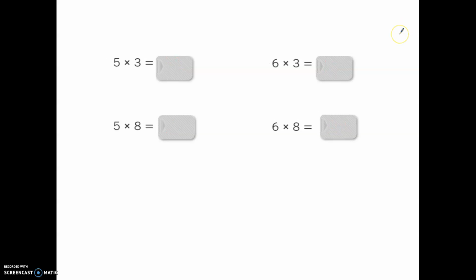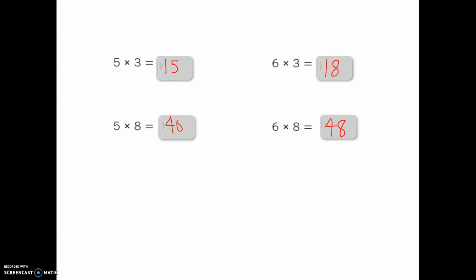And now these problems: 5 times 3, 5 times 8, 6 times 3, 6 times 8. You can pause the video and then come back when you have them finished. Okay, 5 times 3 is 15, 5 times 8 is 40, 6 times 3 is 18. Ooh, 6 times 8, that's a big one. That's going to be 48.